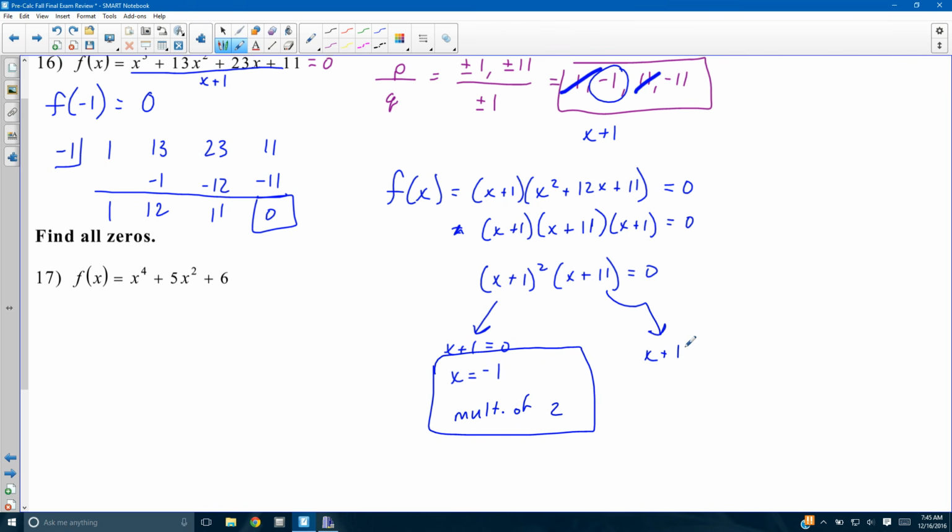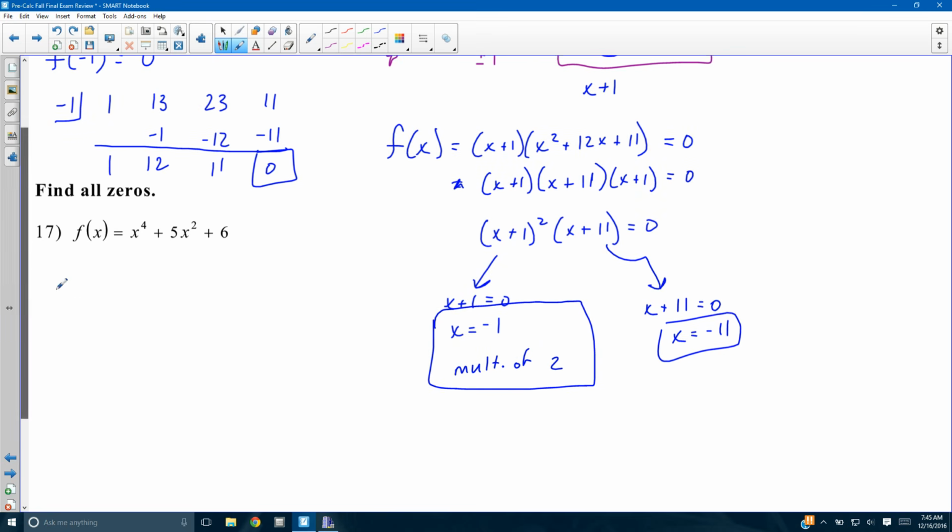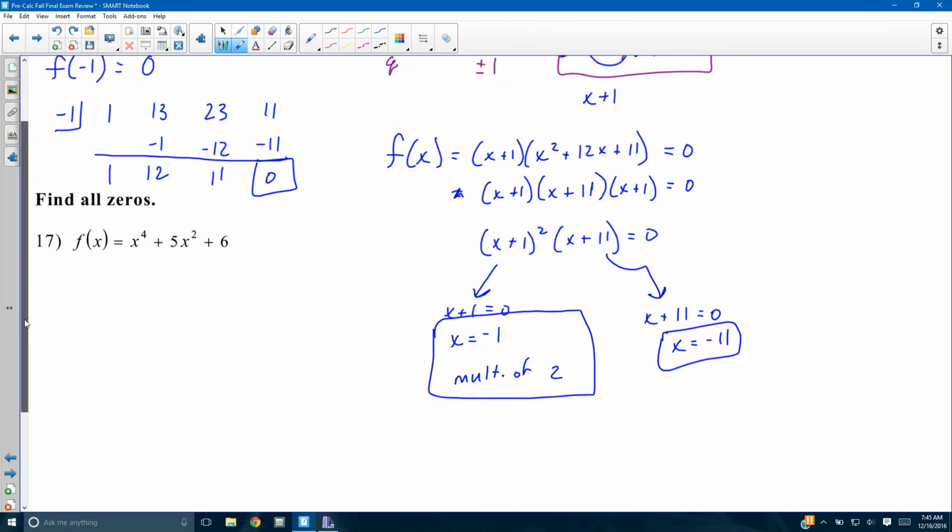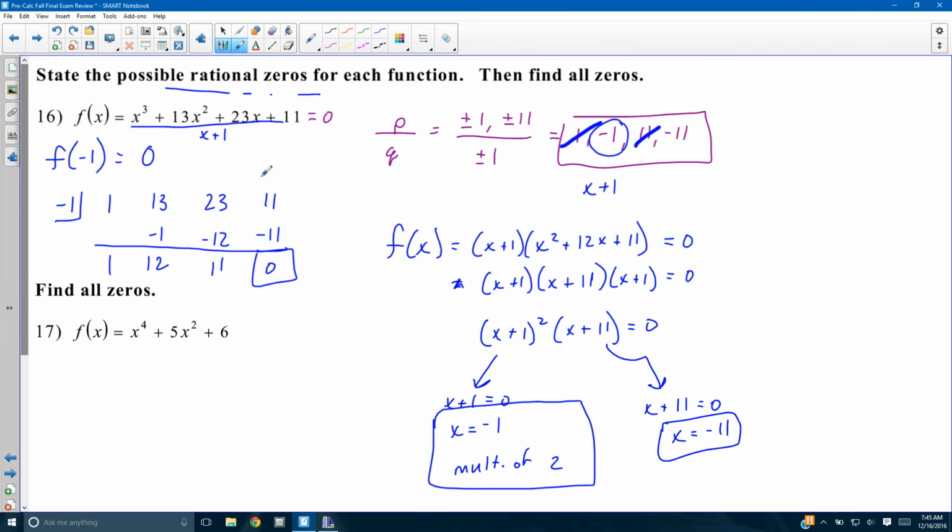x + 11 = 0, so x = -11. And what's interesting is, it looks like I could have tested this one to see if that would have been my other answer there, and I would have been right. I wouldn't have known the multiplicities necessarily, but your only possible rational values are also your only solutions to this problem. Negative 1 and negative 11. There were no imaginaries or irrationals whatsoever. It was actually the 2 in the list right there.